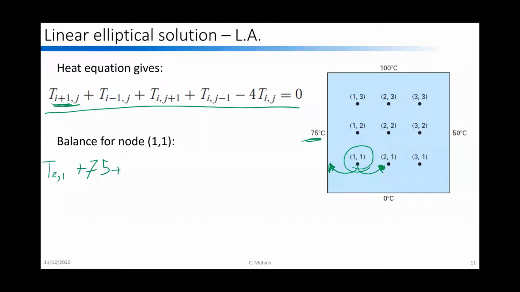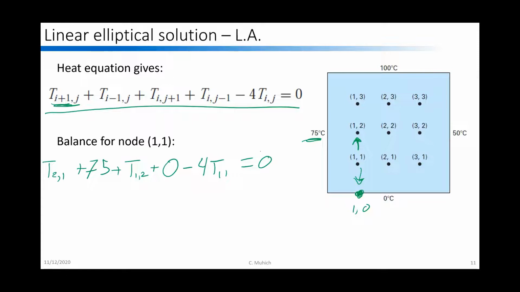Now we go up. So now I'm going to look up. What's my value here? Well, I don't know that value here. It's just t at 1, 2. Then I look down. That would be this node here, which would be 1, 0, but that's just 0. So I can put that in here for 0. Minus 4 times where I currently am, so t 1, 1, and that equals 0.